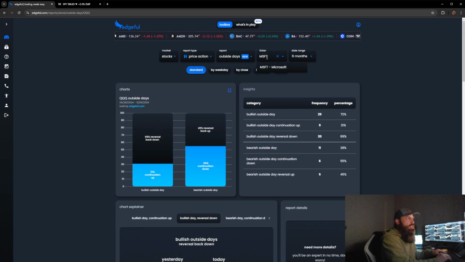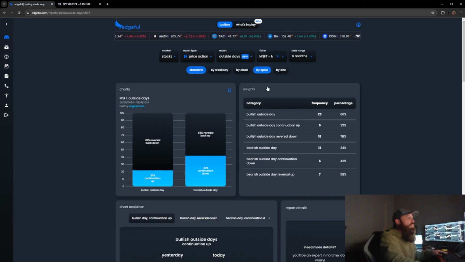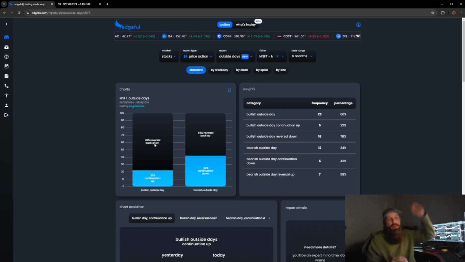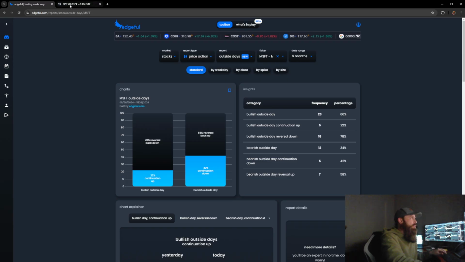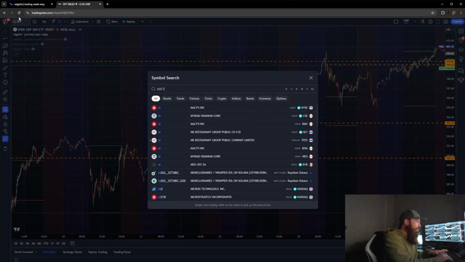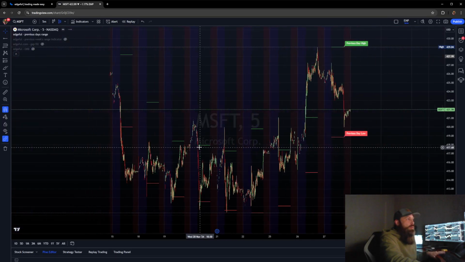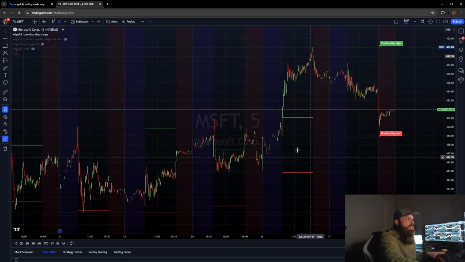Let's look at Microsoft. Okay, I like this on Microsoft. 78% bullish outside day, reversal back down. So on Microsoft, if I'm trading Microsoft or if I'm watching Microsoft, we gap up, we open above the previous day high, 78% of the time we're coming back down. Let's see what that looks like. With that strong of odds, we should be able to find one pretty easily. So let's see.